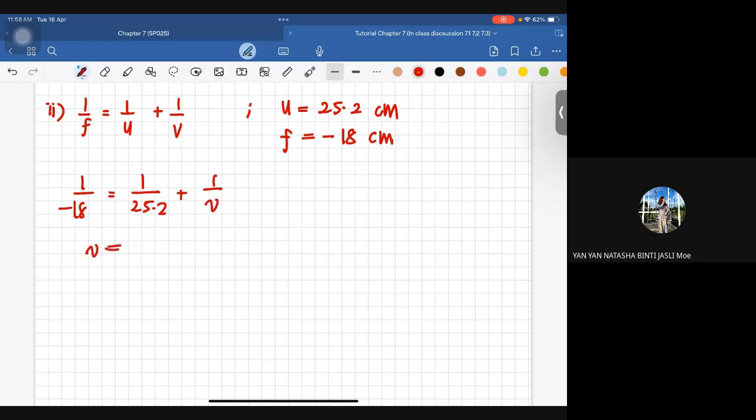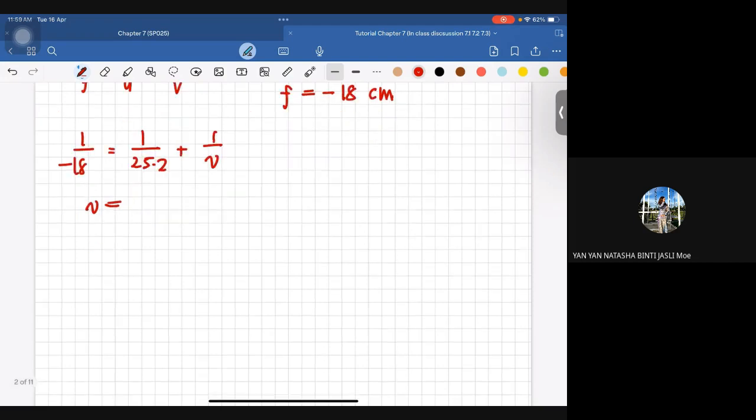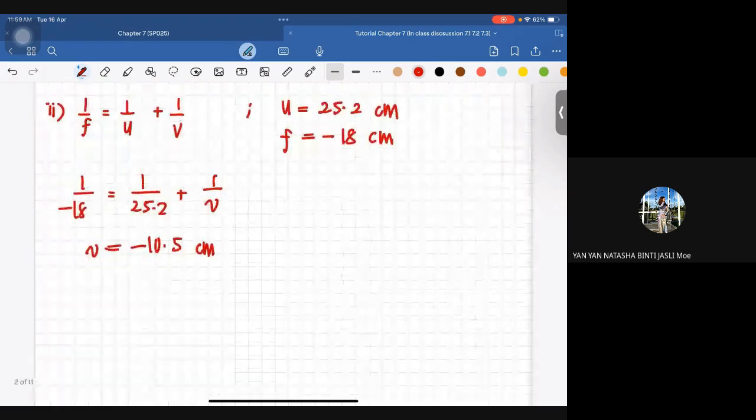So the image should be around 60 something. Kejap ah. Let me double check. Plus 1 over v. Okay, lambat tu calculator ni. Okay, so it's gonna be negative 10.5 centimeter. Okay, so that is the image distance.